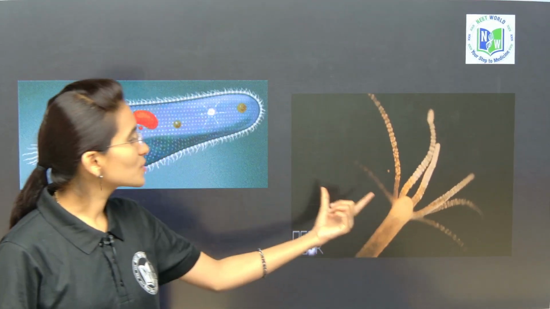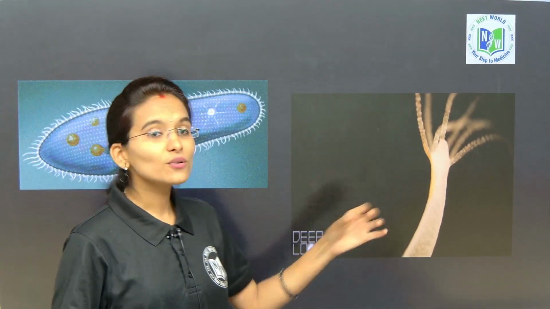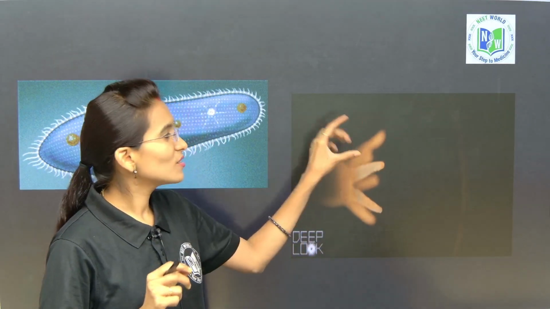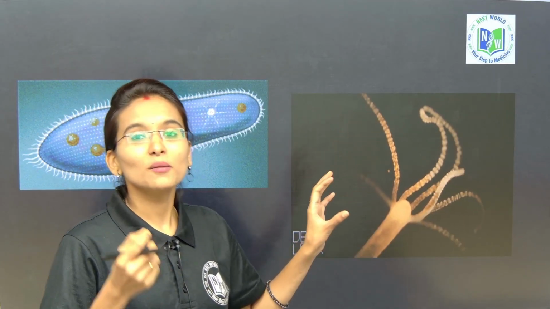And next when it comes to the hydra, okay, it is going to contain tentacles which show finger like projections and those tentacles are going to contain poisonous cells.